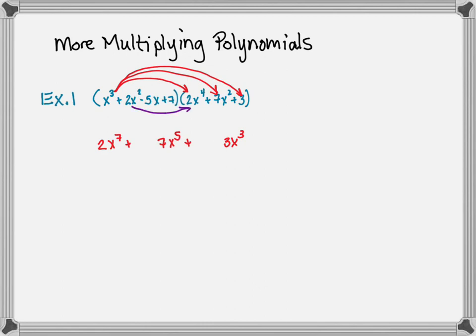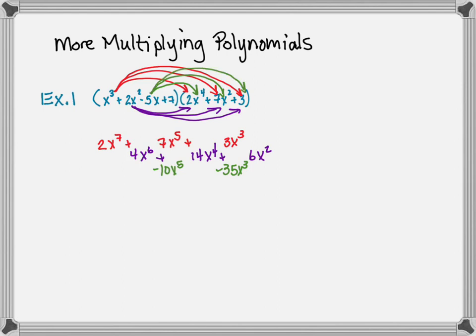So now starting to multiply with 2x squared, I have 2x squared times 2x to the fourth is 4x to the sixth. And 2x squared times 7x squared is 14x to the fourth. And 2x squared times 3 is 6x squared. Now I'll multiply by the negative 5x. Negative 5x times 2x to the fourth is negative 10x to the fifth. Negative 5x times 7x squared is negative 35x cubed. Negative 5x times 3 is negative 15x.